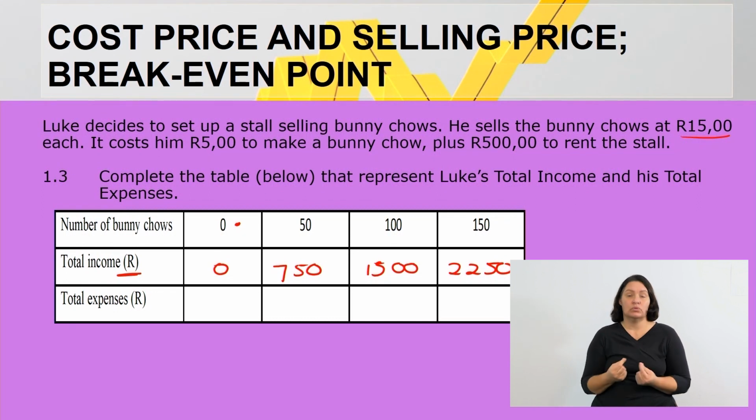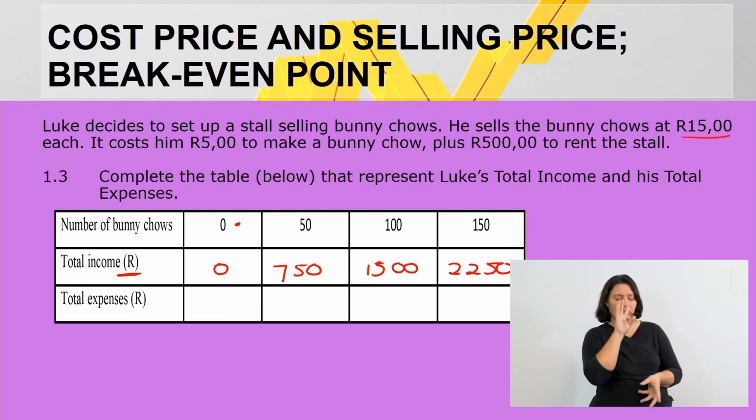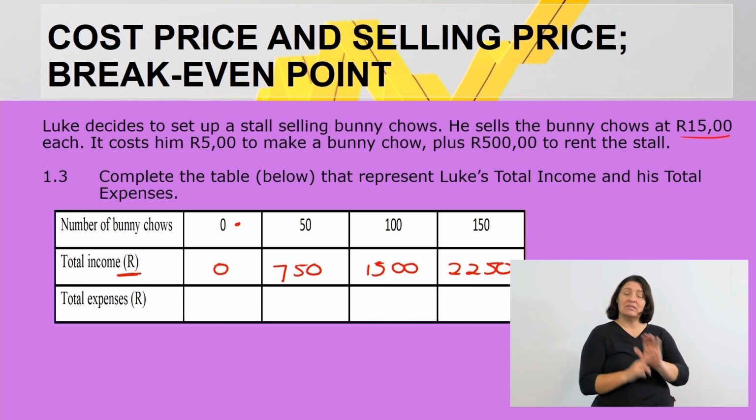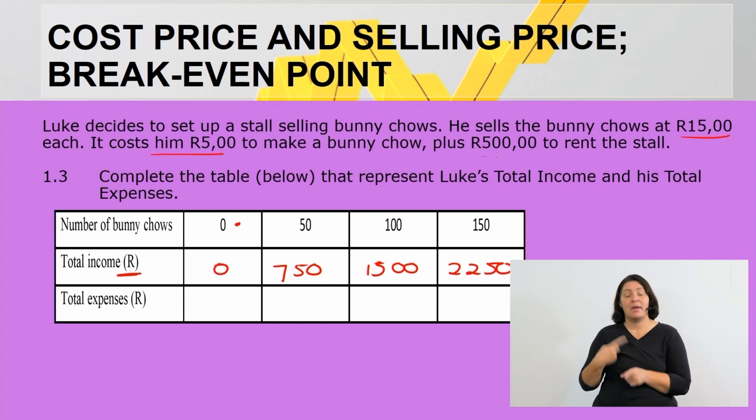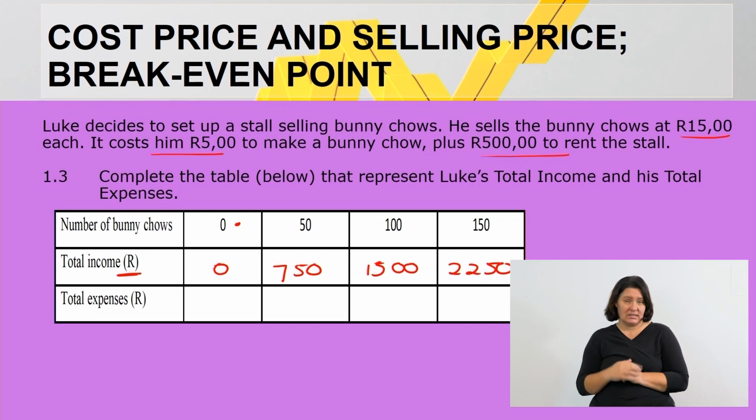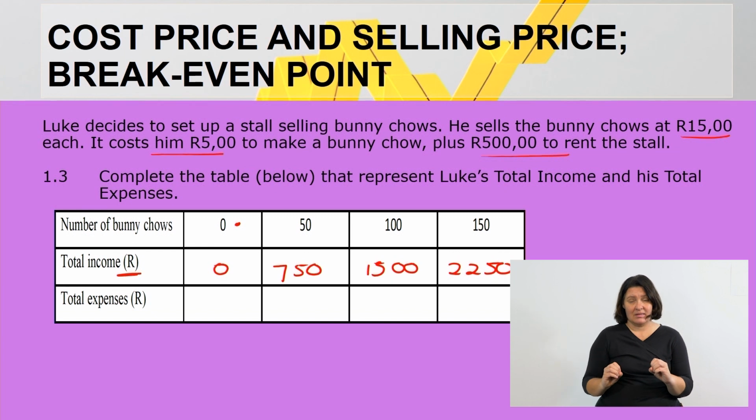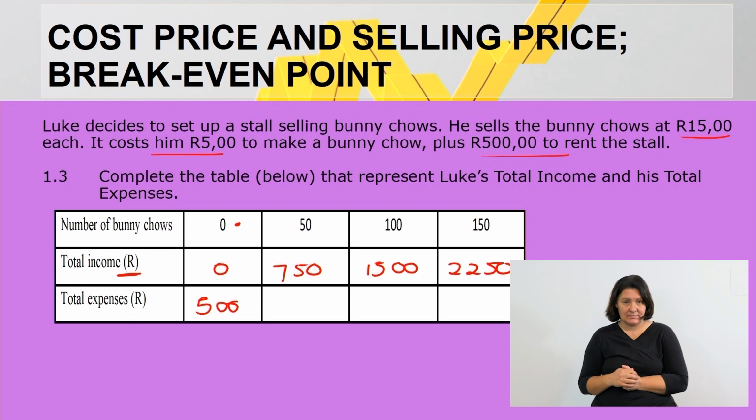So what did I do? I took the number of bunny chows and I multiplied that by the price per bunny chow. That means the selling price, right? Now let's quickly look at the total expenses. Remember, if I look at what is presented, it cost him 5 Rand to make this bunny chow. Then he must pay rent for the stall of 500 Rand. So therefore, even if he does not sell any bunny chow, his total fixed cost here or expense will be 500 Rand. And that's towards the rental of the store.